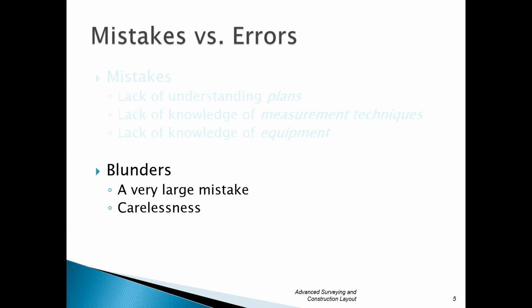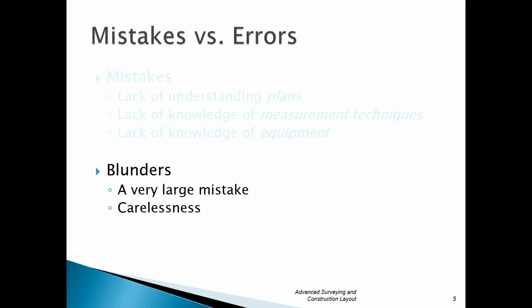A large mistake is referred to as a blunder, okay? So if it's a small mistake, we just usually think of it as a mistake. But if it's a very large mistake, so if you've blown something by 20 feet, that's referred to as a blunder. And that usually occurs due to just carelessness or not knowing what you're doing, or again, not looking at things. So blunder is actually an engineering term. So when you hear that, it's a very, very large mistake.